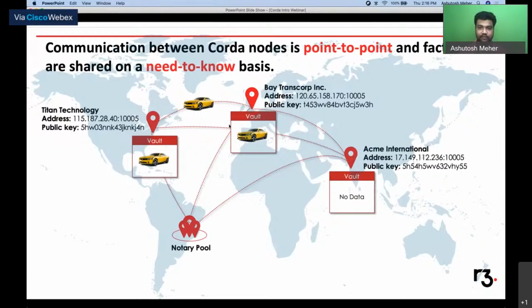And that's the point-to-point communication and the entire privacy model of Corda. You don't distribute all the information with everyone who is in the network, but you just do it with people who should know about it. But Corda as a platform, since it's a DLT, will make sure that if there are n number of parties who know about a particular asset, which is the vehicle here, then these different parties would see the exact same version of the vehicle. So that's how the privacy model of Corda works.